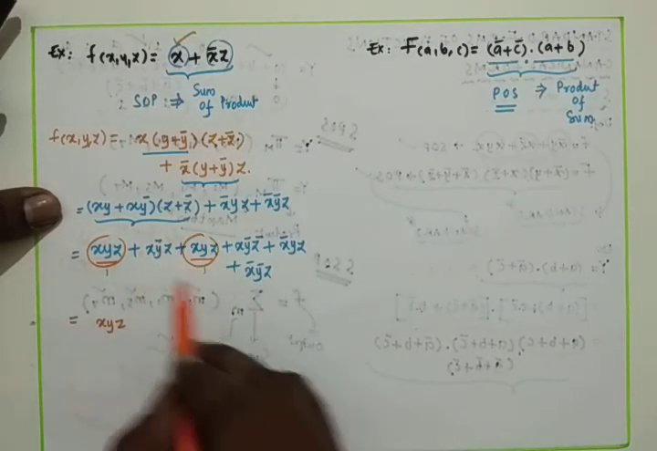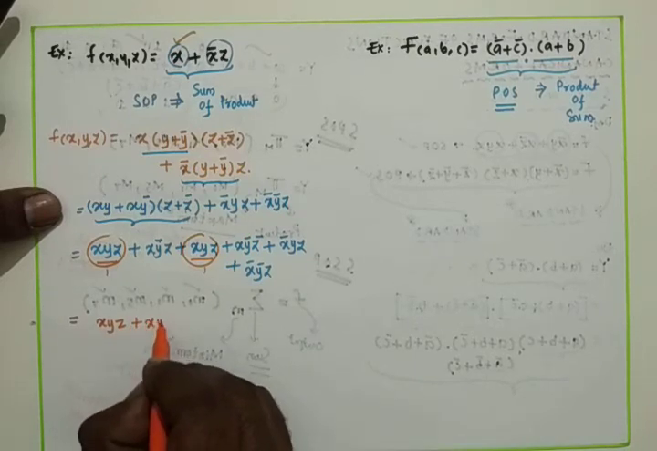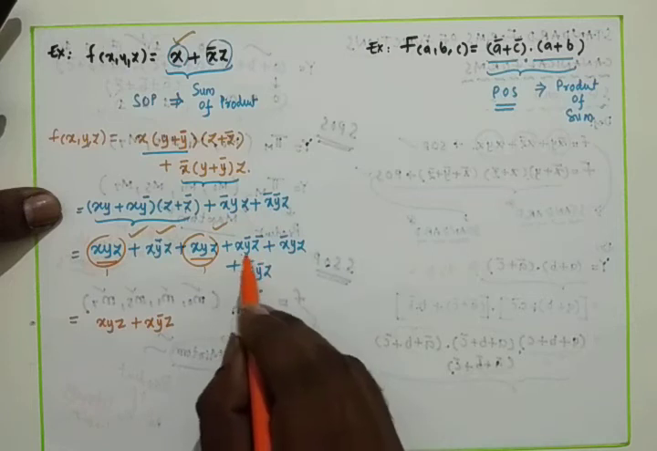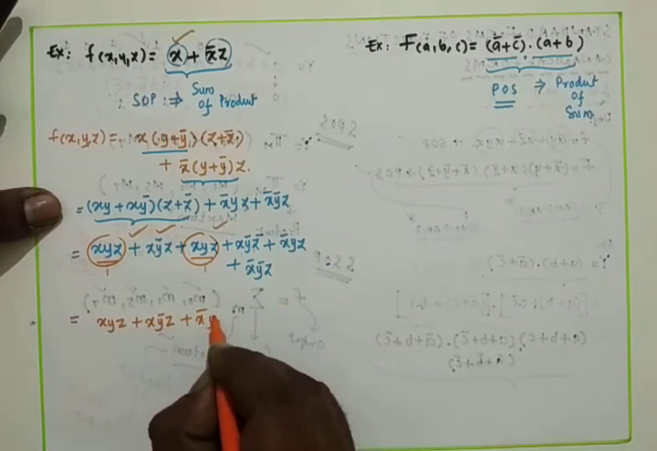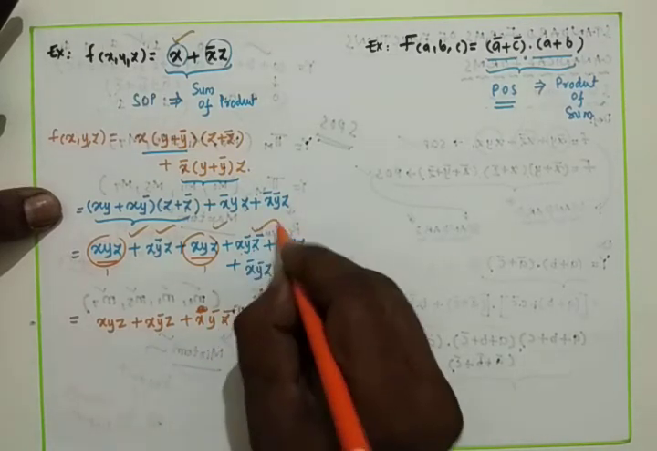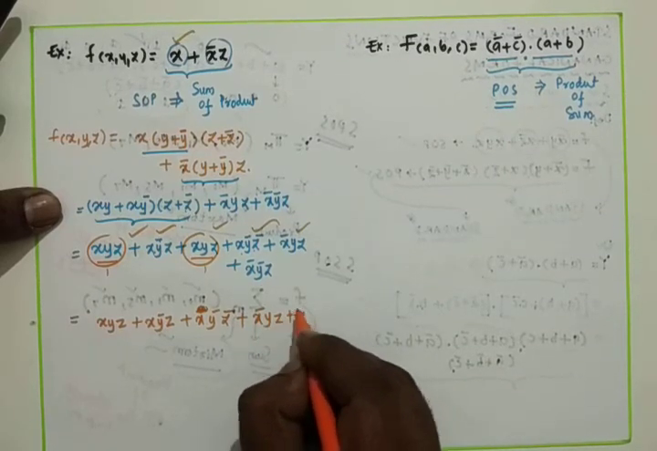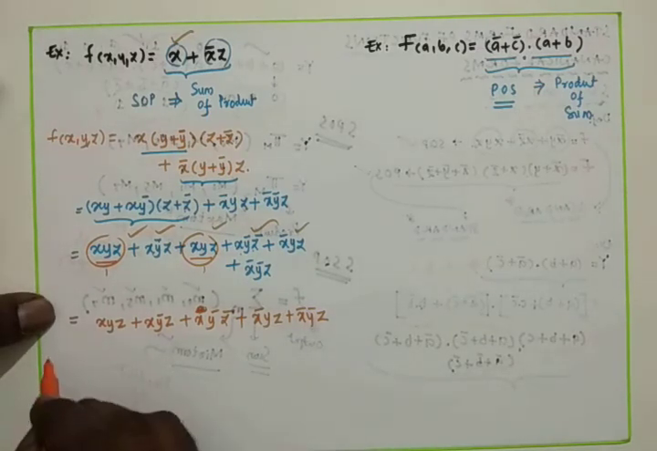Then xȳz. Is there any xȳz already? No. So we can write xȳz. This is completed. Is xȳz̄ there? No. So xȳz̄ is also complete. Next one is what? x̄yz. Next one is what? x̄ȳz. Now this is nothing but a standard form only.